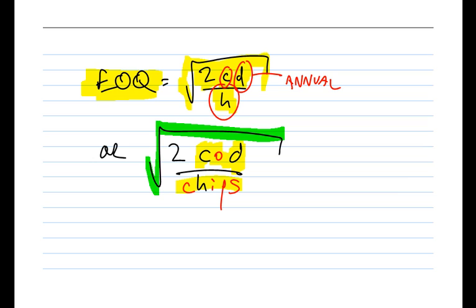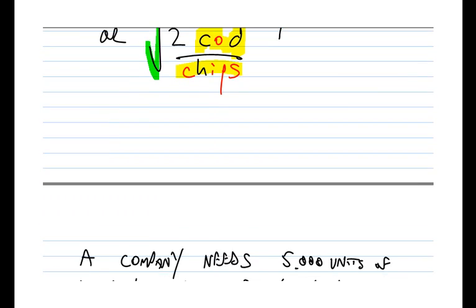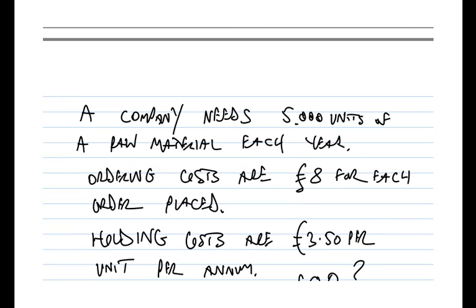So the square root of a large fish supper, the square root of 2 cod over chips, or the square root of 2 times C times D over H. And that's the way I've always remembered the EOQ formula. Well, it's one thing to remember the formula, it's another thing to then put some figures into it.